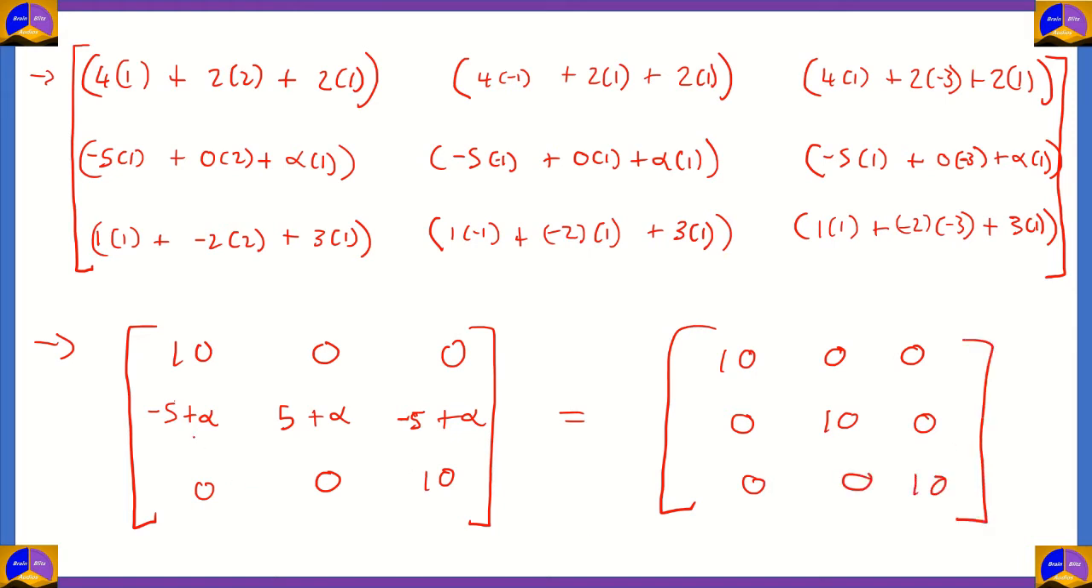So as you can see here, the matrix on the left must have the same elements as the matrix on the right. So that means minus 5 plus alpha has to be equal to 0, and 5 plus alpha has to be equal to 10. Minus 5 plus alpha is equal to 0, so therefore alpha is equal to 5.